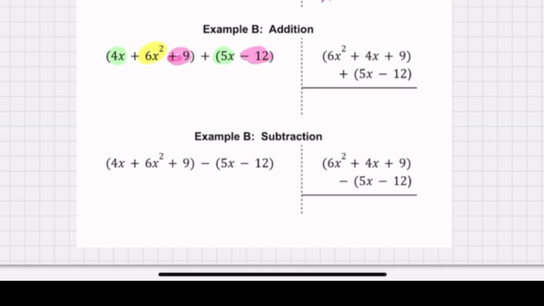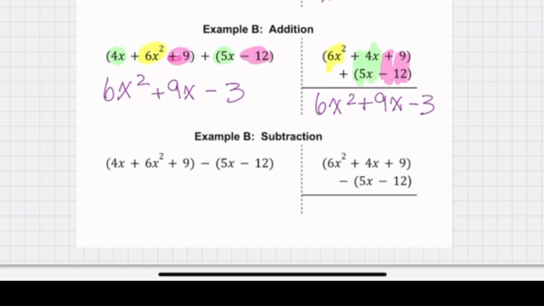Start with your highest degree, that is 6x squared. There is nothing to combine it with. Now you go to 4x plus 5x gives you 9x, and +9 and -12 give you a -3. Over here, I have rewritten them in correct order. Notice you have your 6x. I've written the 5x and the 4x underneath each other, and your constants are over here. But again, you are just going to add like terms with like terms. That is the biggest problem with this.